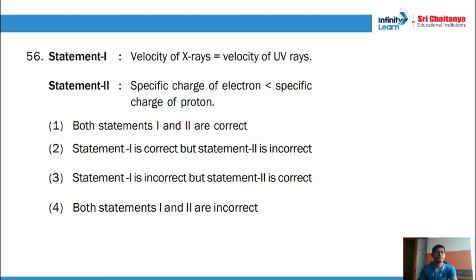Velocity of X-ray is equal to velocity of UV rays. Yes, the speed of all electromagnetic radiation is equal in vacuum. It is equal to 3 lakh kilometer per second.